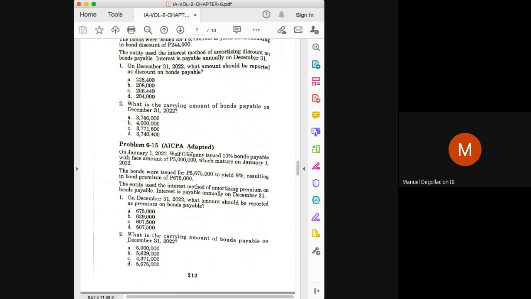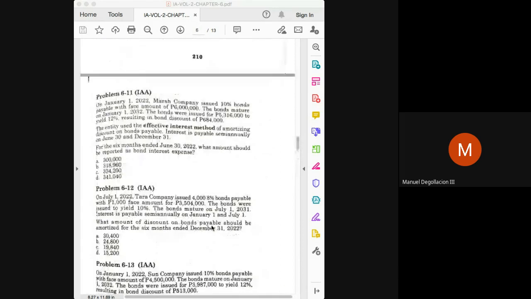Okay, so four possible questions can be asked here. How much is the interest expense? Again, the answer is 454,000. How much is the amortization of the premium? It is 46,000. How much is the unamortized premium after 1 year? It's 629,000. Fourth question, how much is the carrying amount after 1 year? It's 5,629,000. And again, as mentioned earlier, those four questions can be asked also for 2023, 2024, and so on and so forth. Now let's go back to 6-11.